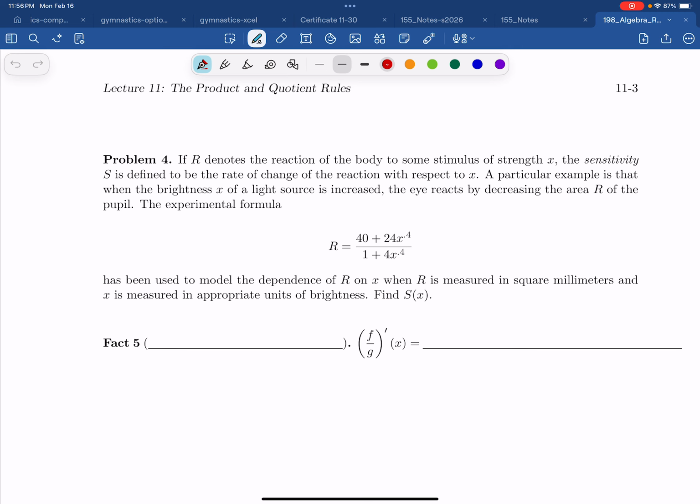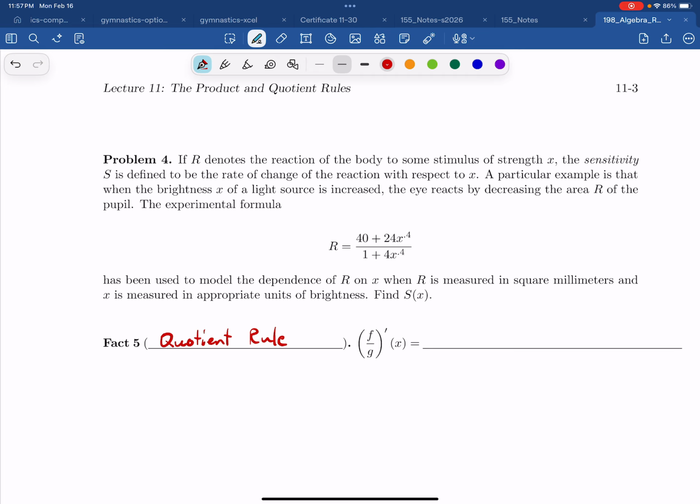So you can pause the video and take a look at problem 4. And we are going to use the quotient rule to solve it. But in order to do that, we first have to state and prove the quotient rule. And like the product rule, it's a little messy. The derivation is going to take a little bit, and it's not something you'd ever be tested on, but it's still something you should see.